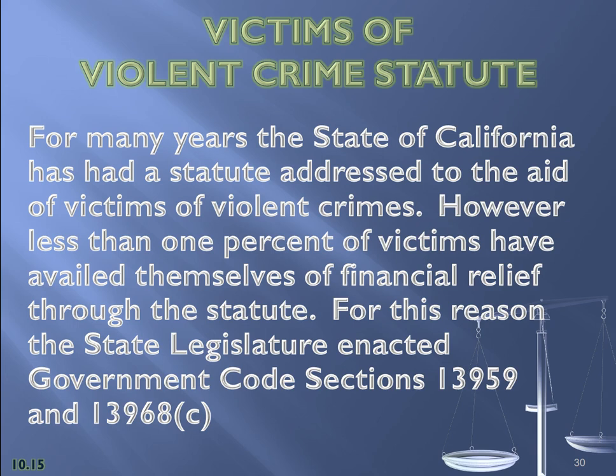And then for many years, the state of California has had a statute addressed to aid the victims of violent crimes. However, less than 1% of victims have availed themselves of financial relief through the statute. For this reason, the state legislature enacted a couple of different government codes, 13959 and 13968C, which would help those individuals deal with damages, legal fees, and personal property loss.